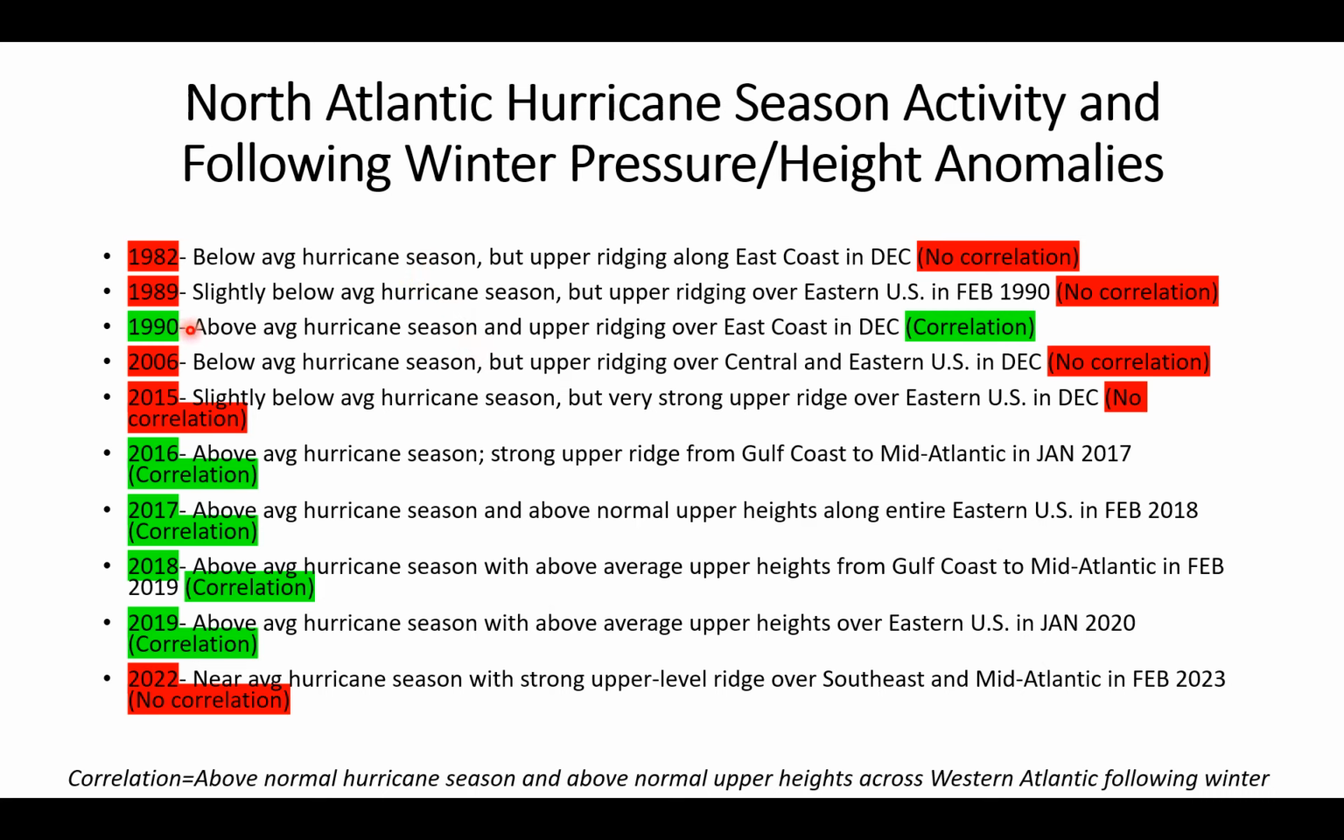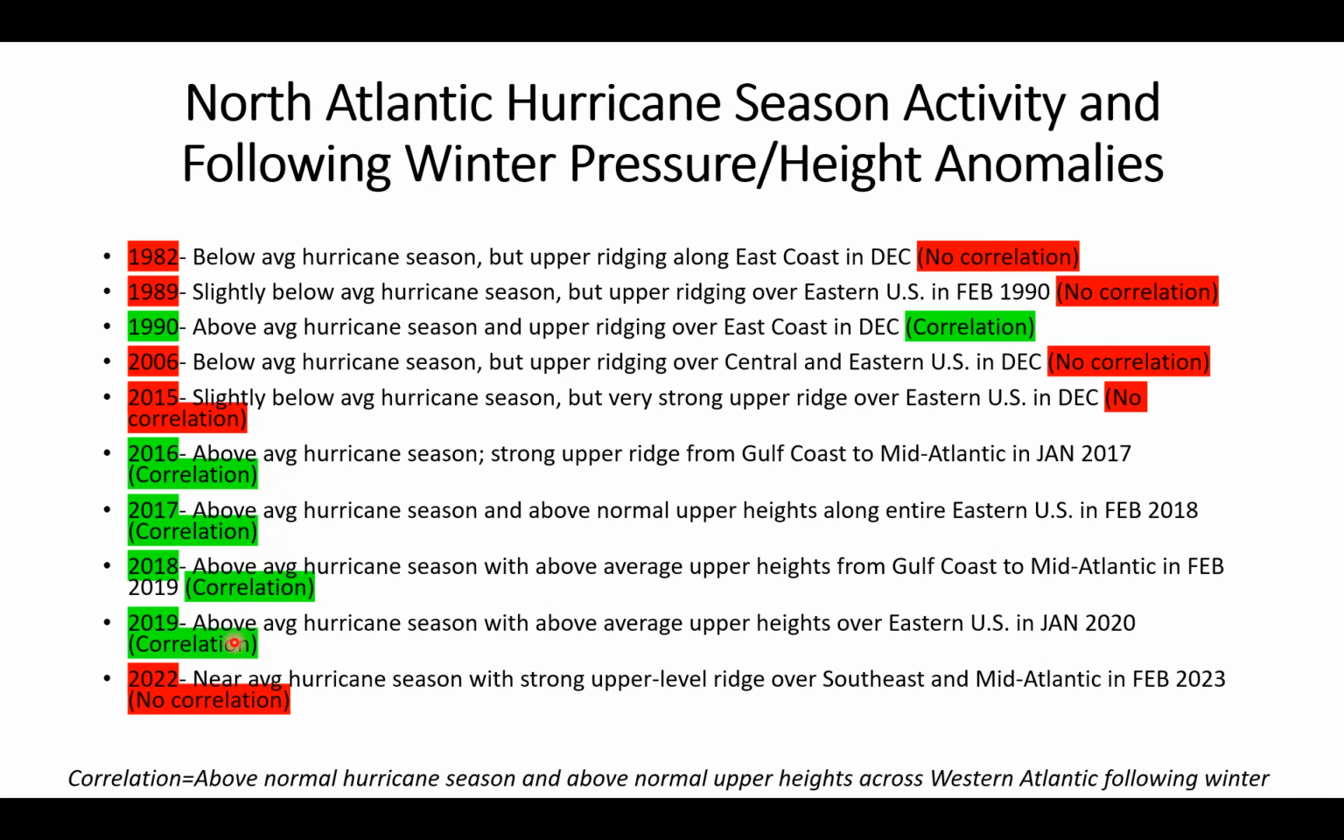This is indicative of the correlation. 1990, okay? We saw above average hurricane season in 1990. So that means we had more low pressure across the western North Atlantic than normal. In the following winter, specifically in December, when we looked at December 1990 previously in this presentation, we saw the upper ridging over the East Coast and the presence of a Southeast Ridge. 2016, we also saw a correlation. 17, 18, and 19, we saw correlation.